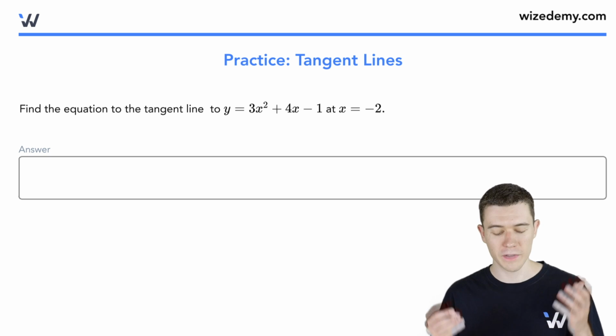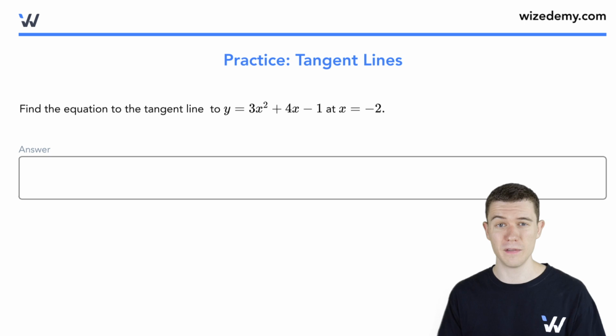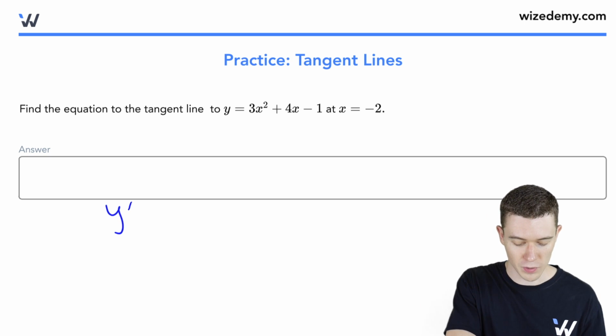It's time to find the equation of the tangent line to this function. When you see the word tangent line, you should think derivative. Derivatives give us the slope of the tangent line. So let's go ahead and find the derivative.